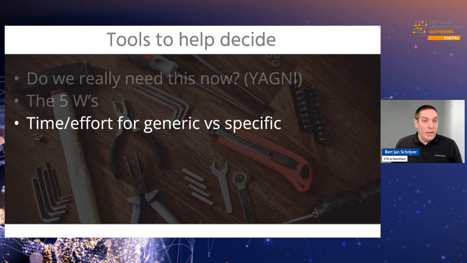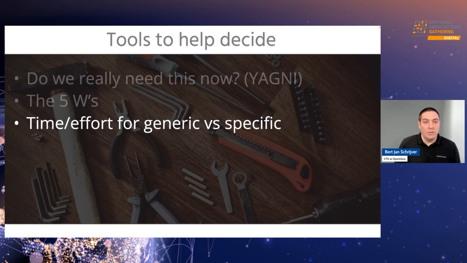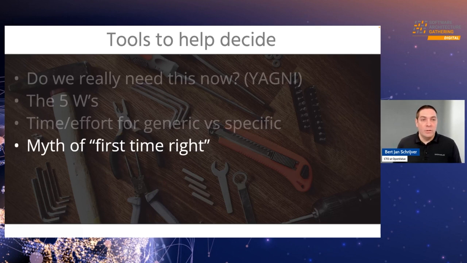Think about time and effort for generic versus specific. So there's a fallacy, something that is typically thought but is often wrong: that a specific solution requires more work in the future if a similar requirement is needed. Well, there's also the myth of the first time right. You're probably not going to get your solution right the first time. So how good are you going to be at building a generic solution the first time? Maybe you want to experience the problems first.